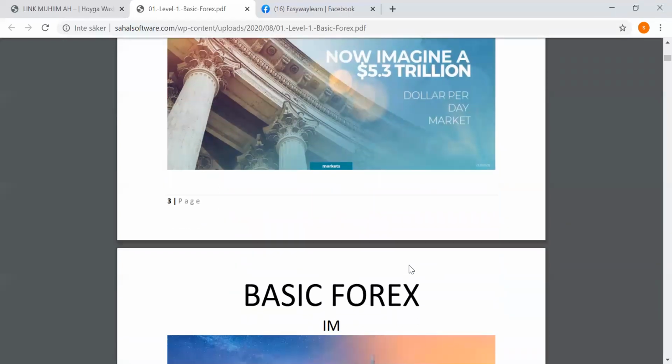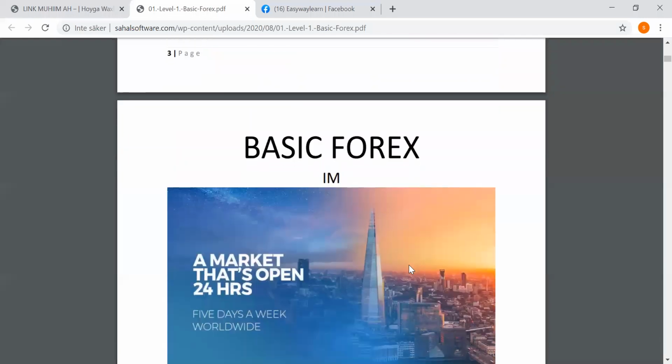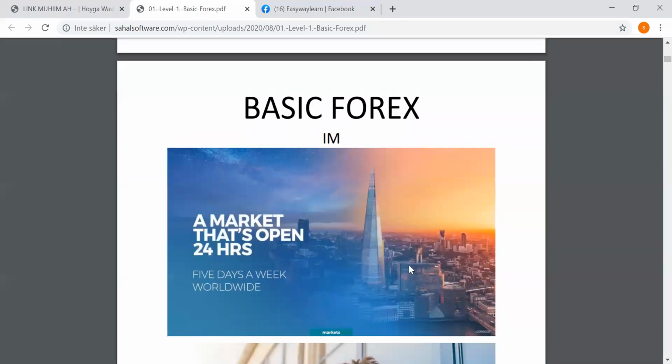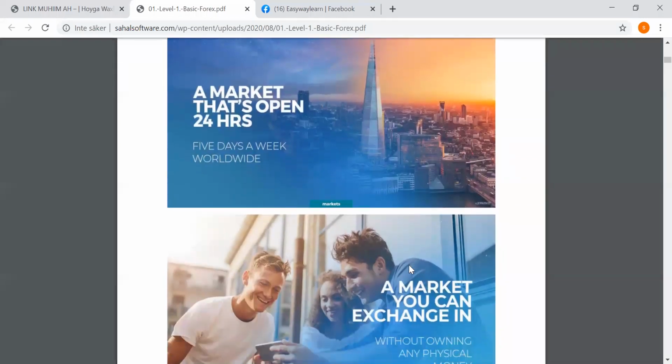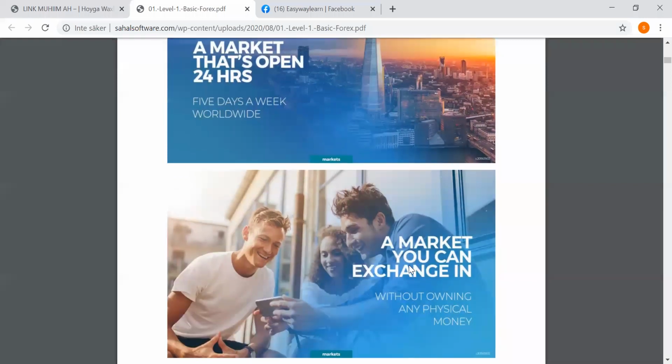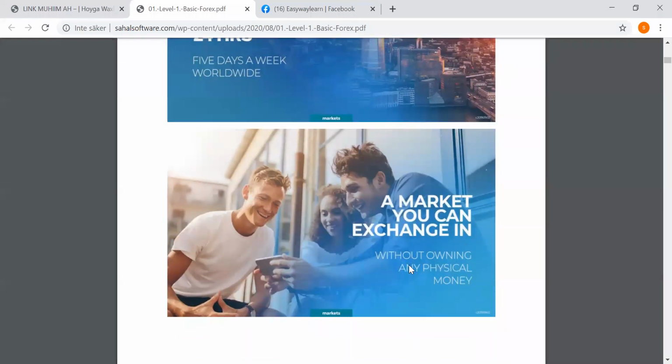This market is open 24 hours a day, 5 days a week, from Monday to Friday, and the market is closed on the 2 weekend days, Saturday and Sunday. So within these 24 hours, you have a chance to come into the market and start buying and selling. That's the main point of this exchange market. It's a market where there is no physical money. It's not cash, or money that you can touch. It is all done online, without any physical money.